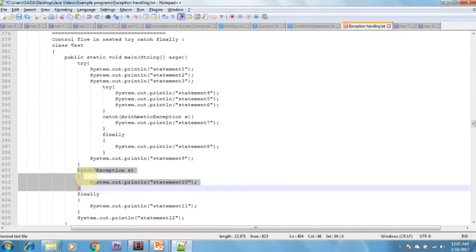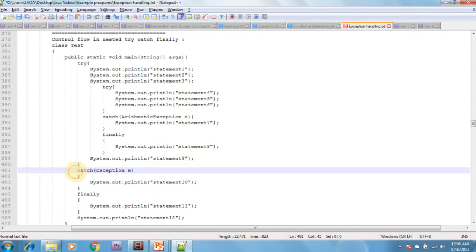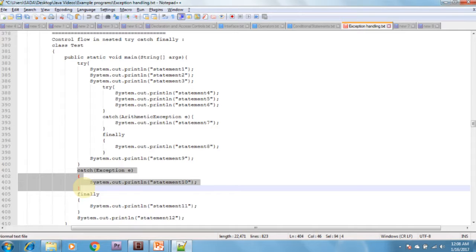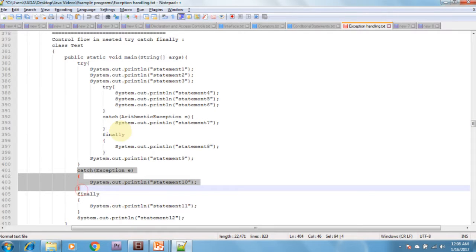Next, case number 7. If an exception is raised at statement 7 and the corresponding catch block is matched, then it is a normal termination of the program. Case number 8. If an exception is raised at statement 7 and the corresponding catch block of this try is not matched, then it is an abnormal termination of the program.